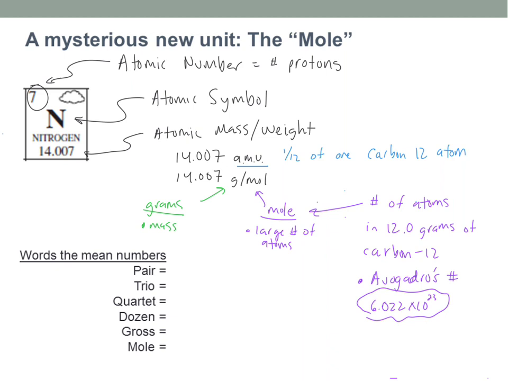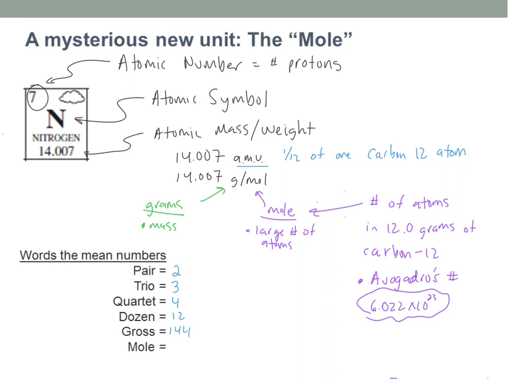And the idea here is that this mole is like any other word that means a number that you've experienced. So over here I have words that mean pairs. You guys have seen this before. We all know that a pair is 2 things. You can have 2 people, 2 shoes, 2 bagels. You can have a pair of people, a pair of bagels, a pair of shoes. You can have a trio of things, that's 3, a quartet is 4. People know that a dozen means 12. A baker's dozen would mean 13. A gross is a dozen dozen, so that's 144.